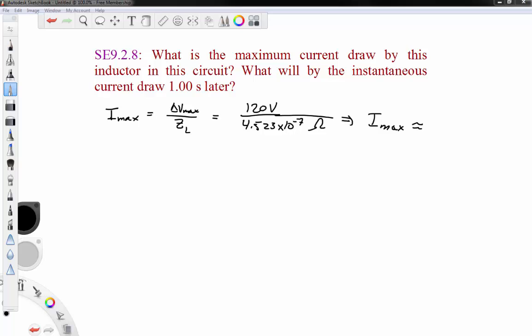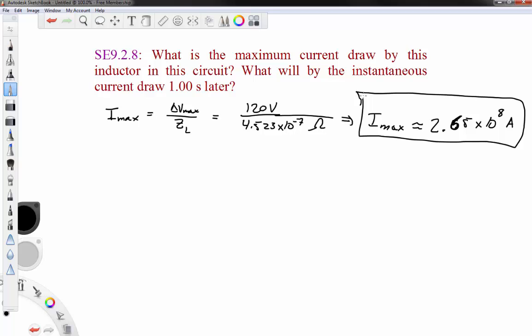And so this maximum current draw, I max, is going to be approximately 265,258,238, so we could say 2.65 times 10 to the 8, and that is in amps. That seems like quite a lot of amps, and to be honest, yes, it is, but this is because we're assuming that this is an ideal inductor with no internal resistance and it's not connected to any other resistors, so we would expect to see a very large current draw.